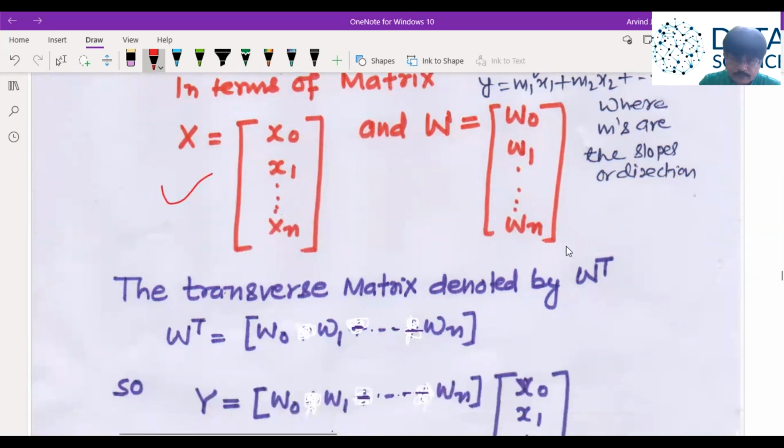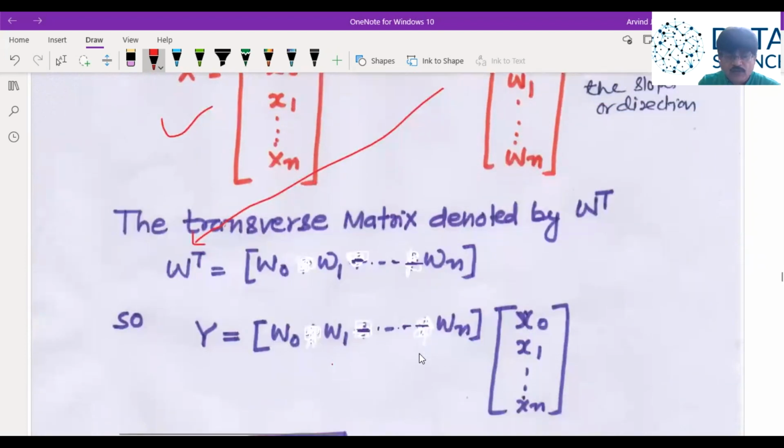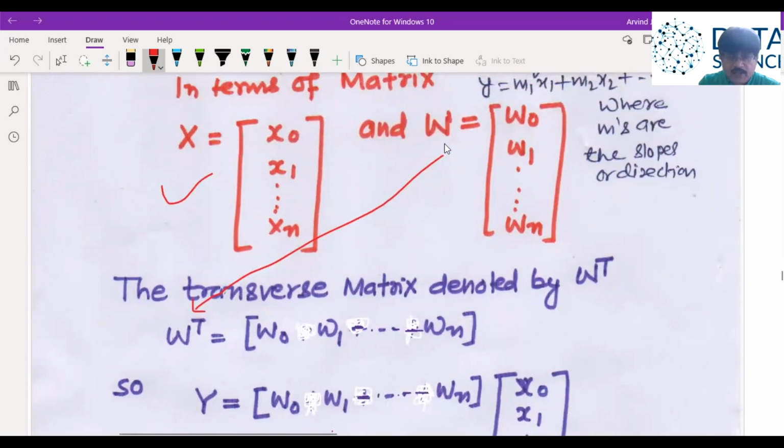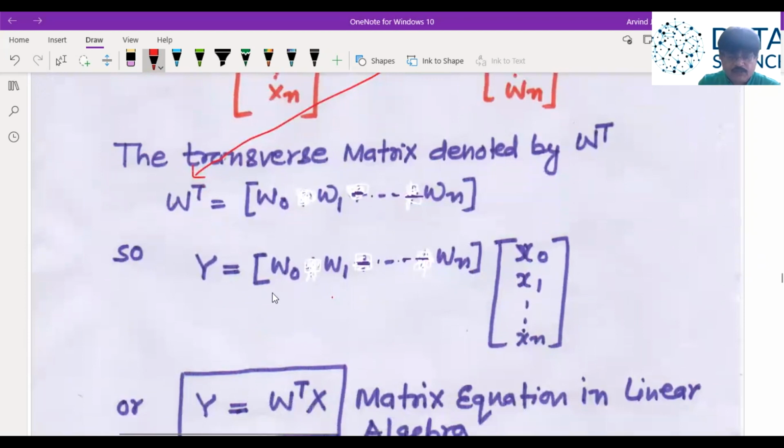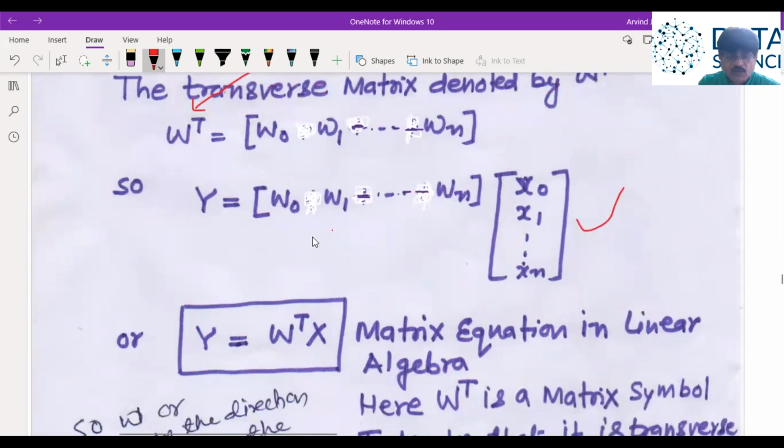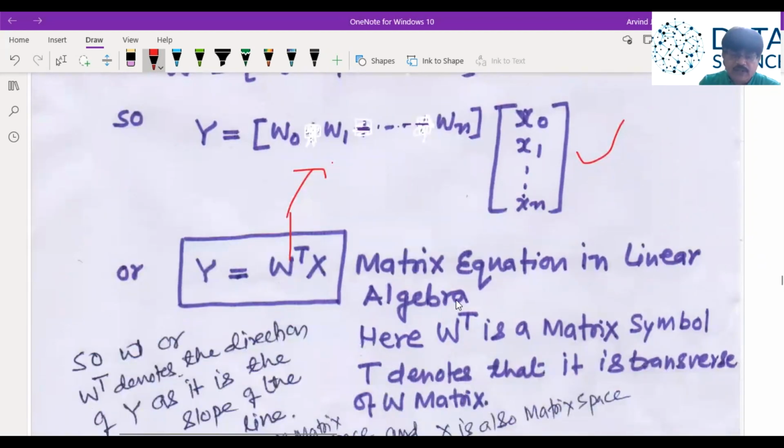Now, the transpose of this matrix W is denoted as WT, which is equal to w0, w1 and so on up to wn. If you write X and W together in matrix form, it comes out to be w0, w1 up to wn times x0, x1 and so on, right? So the equation becomes y is equal to WTX. This is the matrix equation in linear algebra.